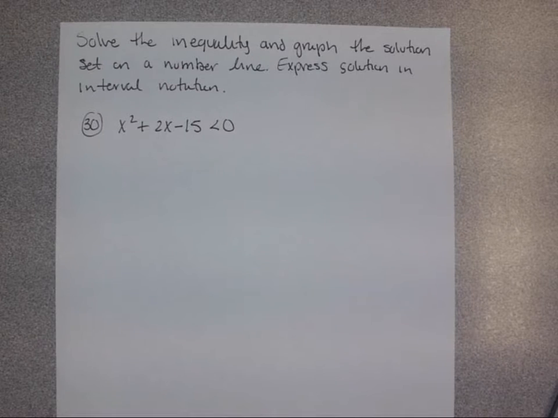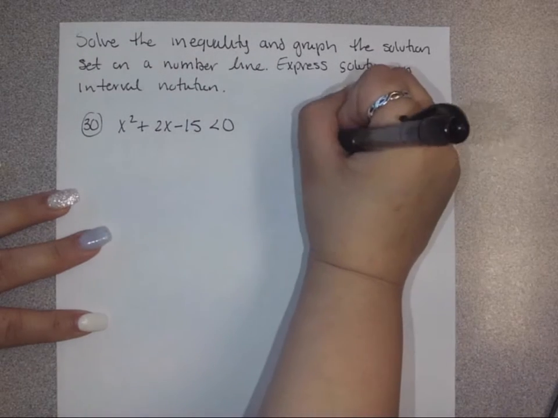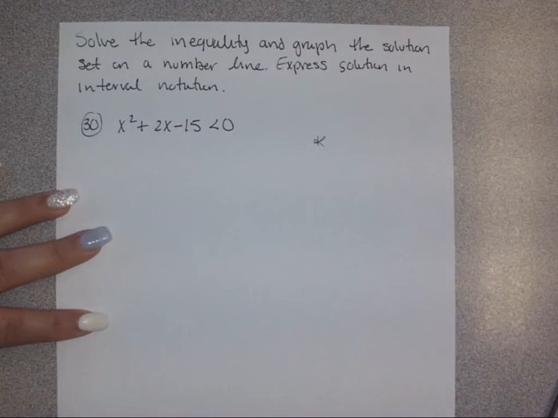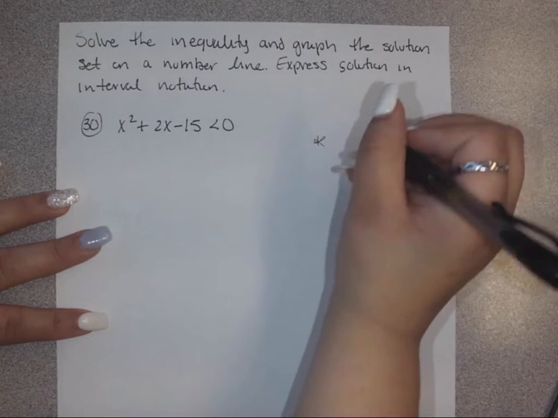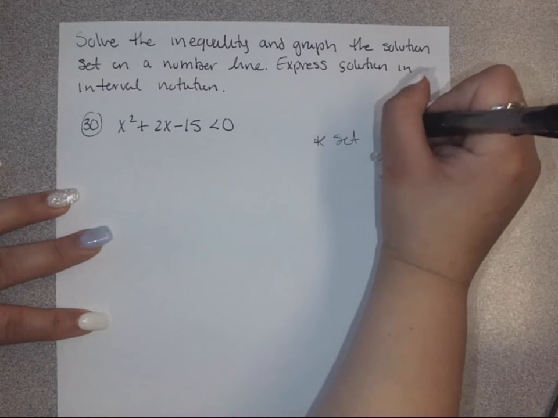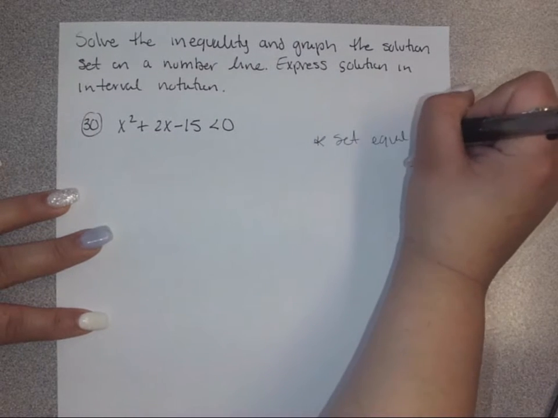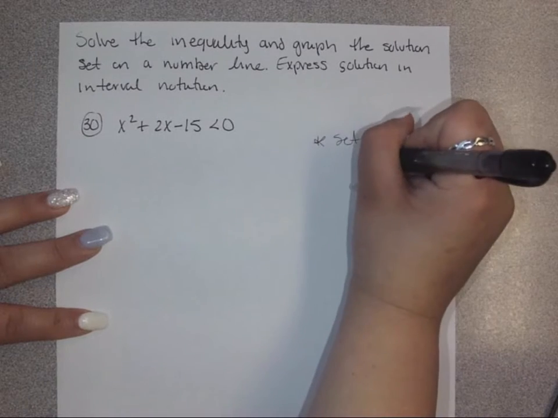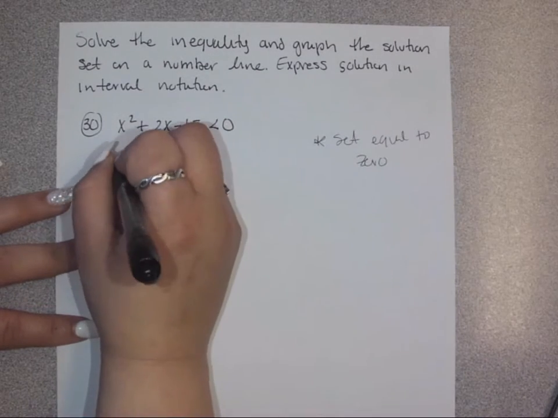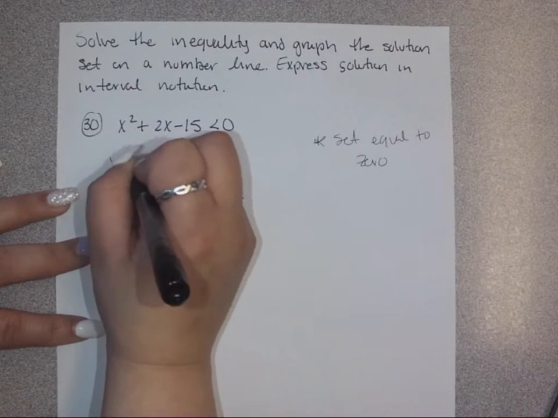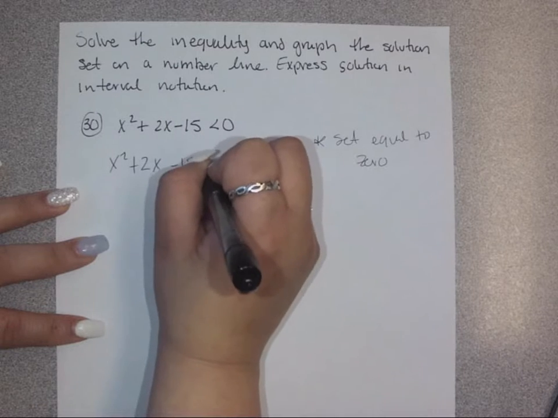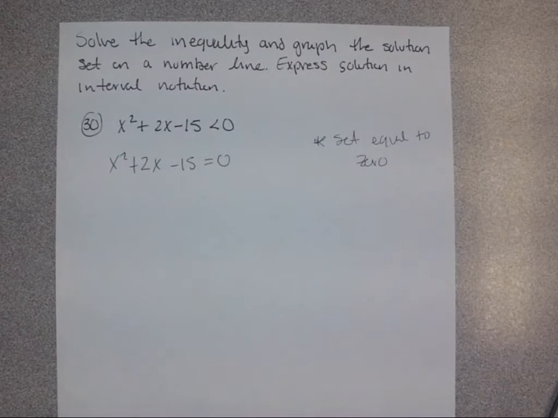In order to solve this one, we're not really comfortable solving less than, greater than, or anything like that. So first, just go ahead and set it equal to 0. So change it to a 0. So we have x squared plus 2x minus 15 equals 0, because now we're comfortable and familiar with solving something like this.